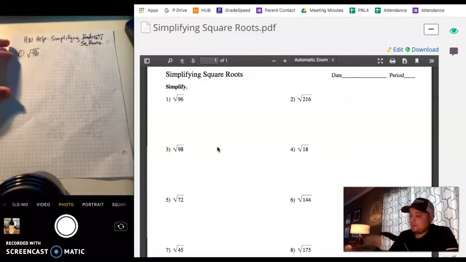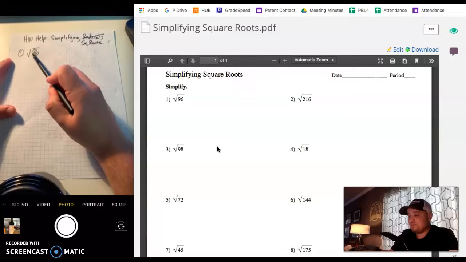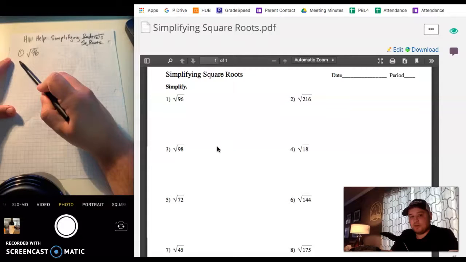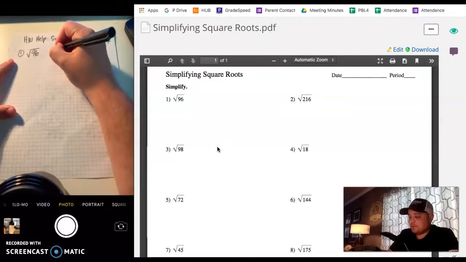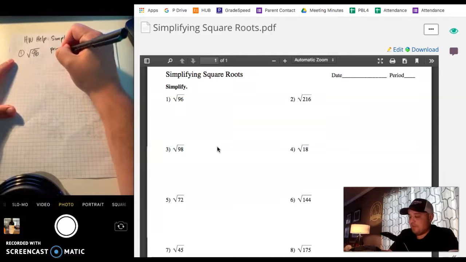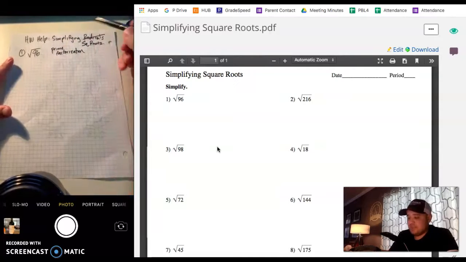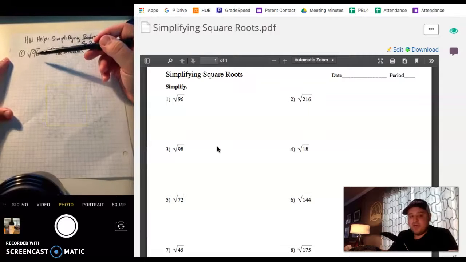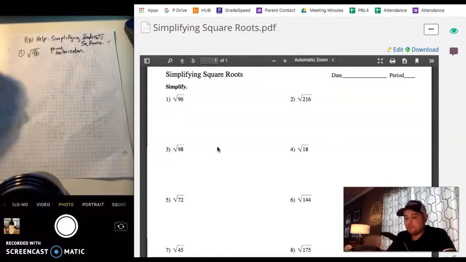So keep in mind that when we are simplifying square roots, what we're doing is pulling as much of this number as we can to the outside. All right, and the big thing that we do here is something called prime factorization. It's where we break the number down into its prime factors, right? So we break it down into the small little pieces that multiply to give you that number.